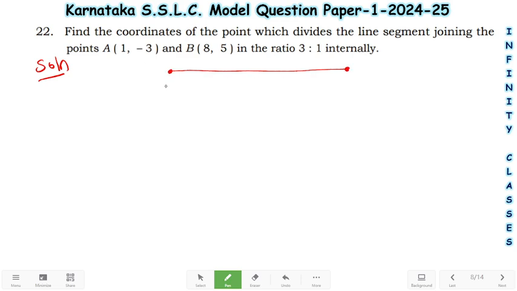This is the point A and this is the point B. Here the coordinates of A are (1, -3) and the coordinates of B are (8, 5). So this point divides the line segment in the ratio 3:1, meaning this part is 3 and this part is 1, so we can say internally. By the section formula, we use the internal division here.